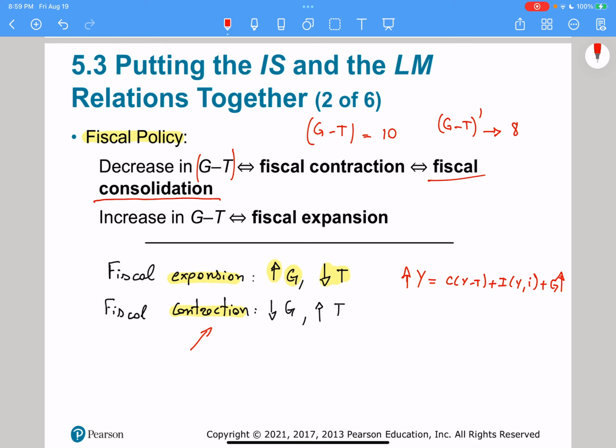I like to think about them separately, like this. The fiscal policy is either the expansion or the contraction, just thinking about either G or both G and T. And the fiscal consolidation is when the combination of G and T within this parenthesis, the result of this parenthesis, decreases. And the opposite, it's obvious, but the increase in G minus T is the fiscal expansion.